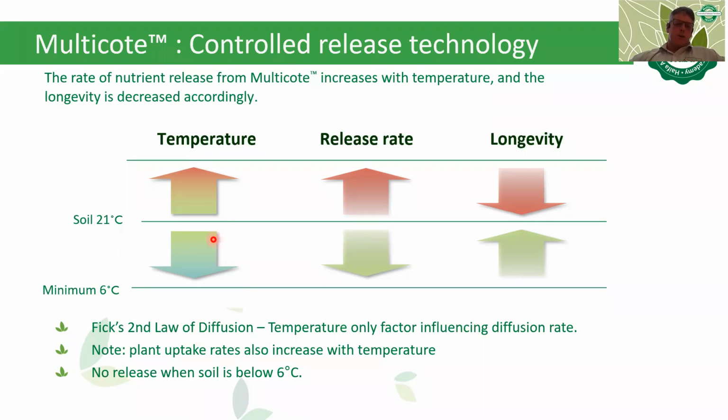What's important to note is that a plant also reacts the way the Multicote is reacting. The warmer it is, the faster the plant grows, the more nutrients it requires. So the Multicote will also provide it with more, and vice versa when it's cool. The plant grows slower, it needs less nutrients, and there's less being released, so they actually match each other perfectly.